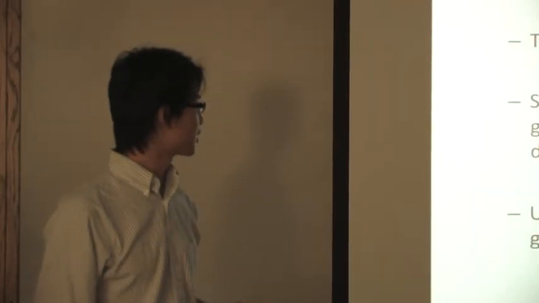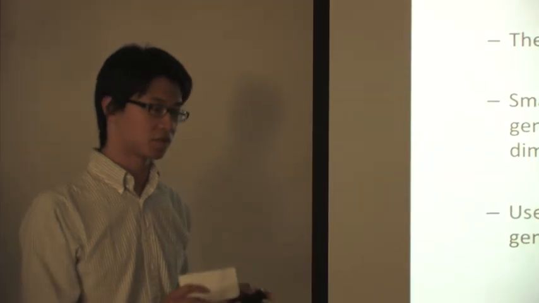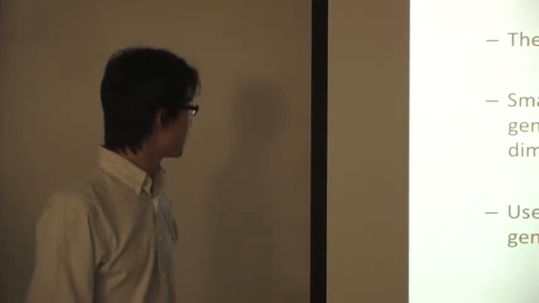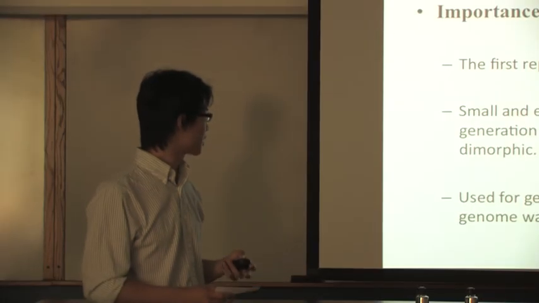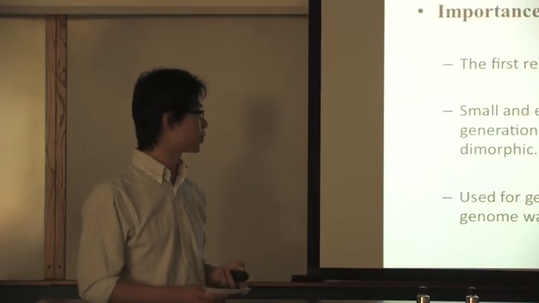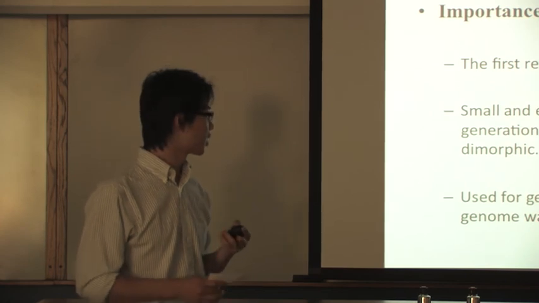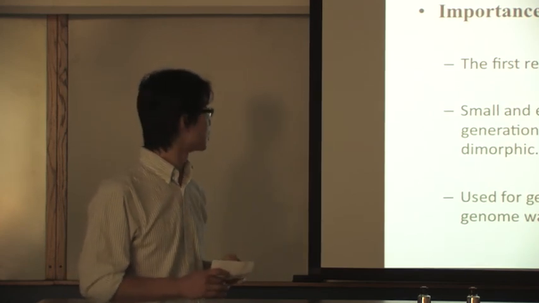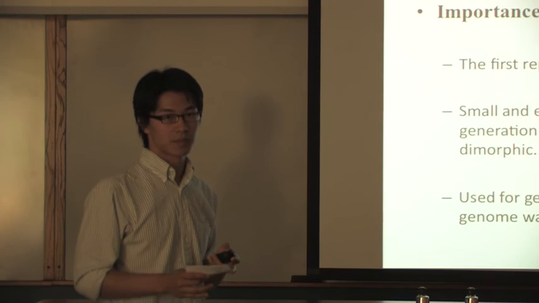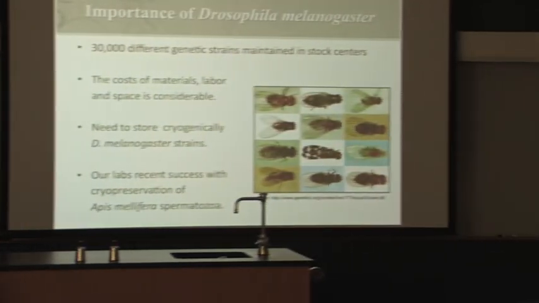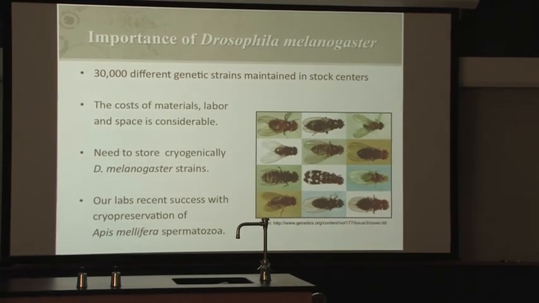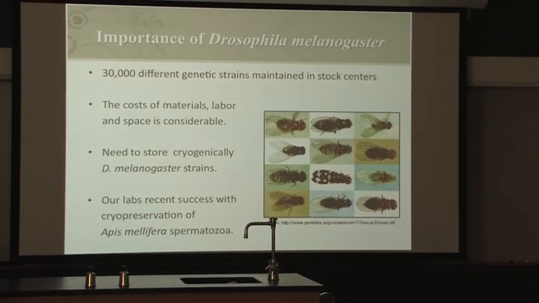And Drosophila melanogaster is sexually dimorphic, so it is easy to separate the males and females. And in genetic analysis, Drosophila melanogaster can be used for genetic transformation techniques, and the complete genome of Drosophila melanogaster was sequenced in 2000. So the importance of Drosophila melanogaster means keeping them alive. Keeping the strains alive is very important too.